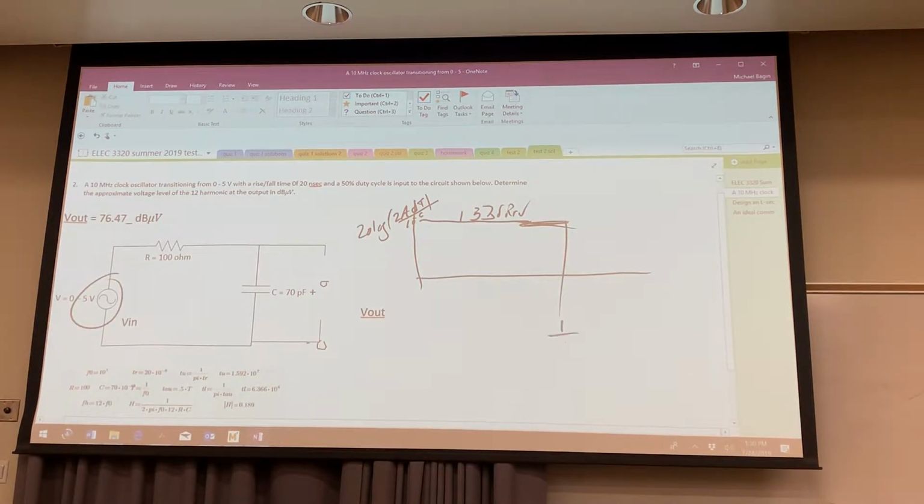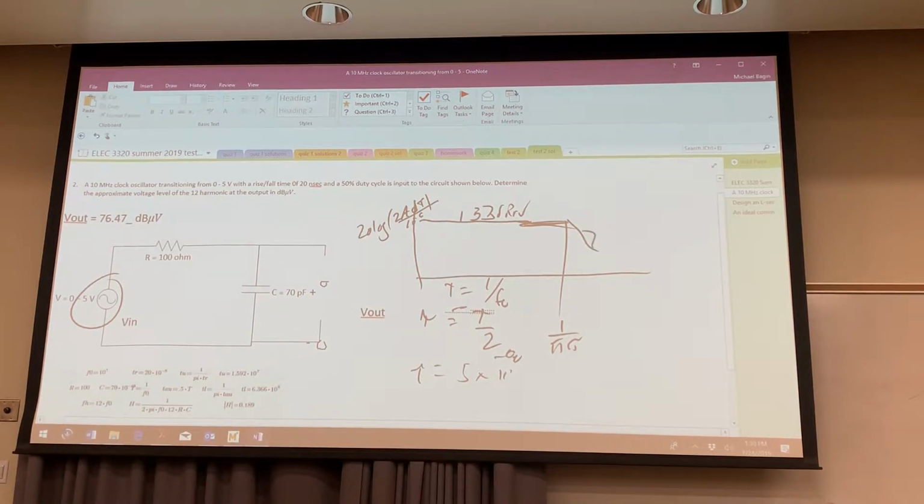is going to be at 1 over pi tau. And tau is equal to the period divided by 2, and the period is 1 over the fundamental frequency. That's 1 over 10 meg, right? So if it's 1 over 10 meg, this is 10 to the 7th, and 10 to the 7th by 2 is going to be 5 times 10 to the minus 8. So this tau is 5 times 10 to the minus 8. That's the first break frequency.